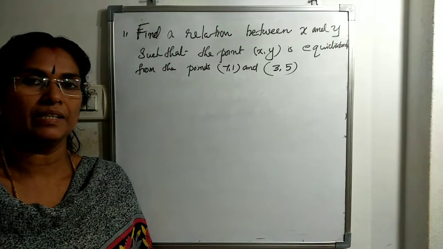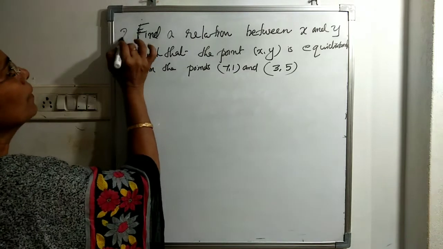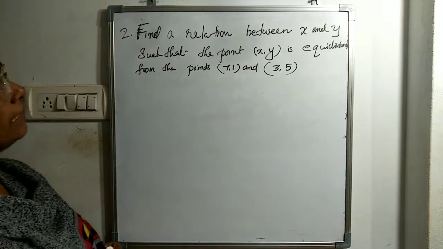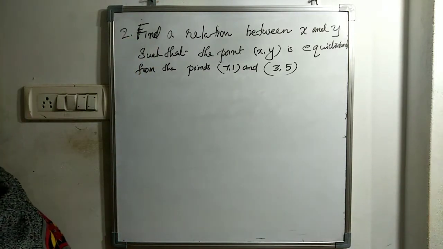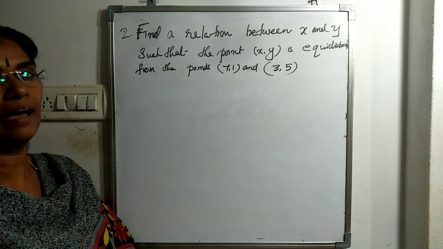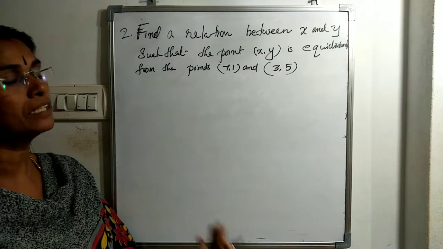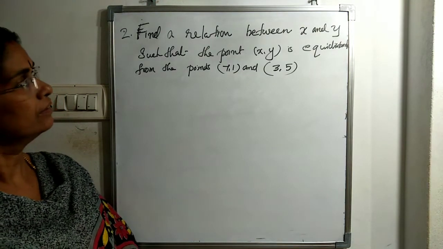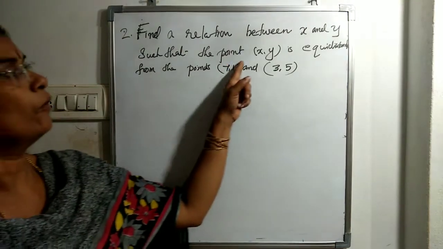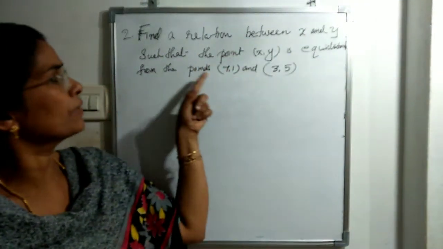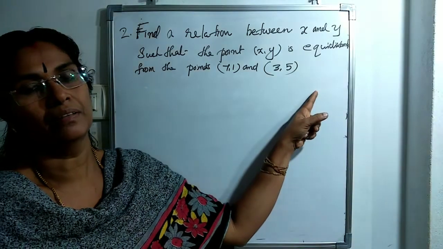Okay, now our second question is this one. Find a relation between x and y such that the point (x, y) is equidistant from the points (7, 1) and (3, 5). We have to find the relation between x and y. What is the condition? Such that point (x, y) is equidistant from (7, 1) and (3, 5).